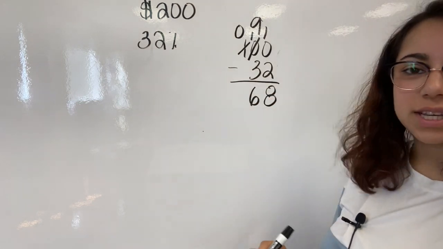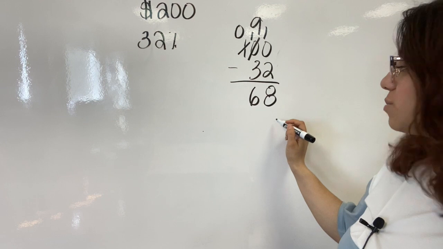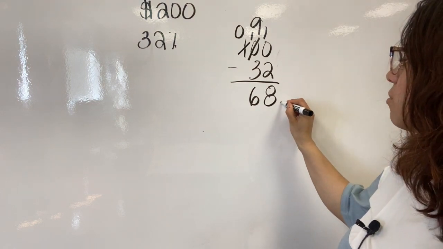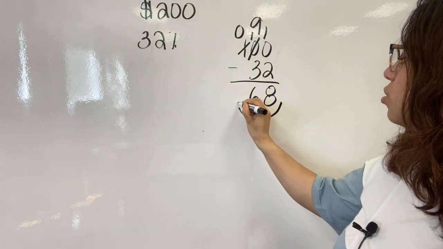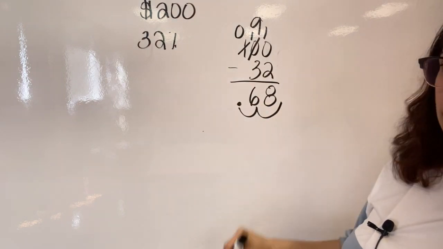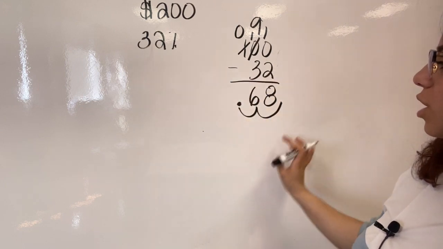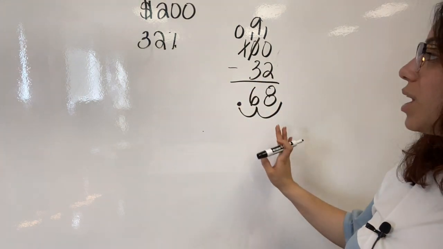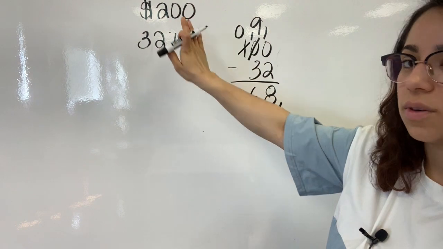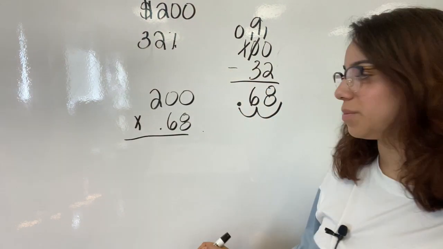All right, we have 68%. Now, to turn it into a decimal, remember it's just 2 places this way. Now we have our remainder. And we can multiply that by $200. There it is. So let's go ahead and multiply.